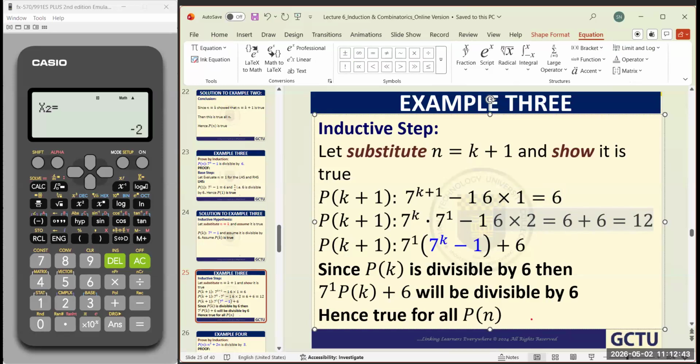Yes. So follow the argument. I found out that 7^(k+1) is equal to 7 times 7^k minus 1, this P of k, plus 6. And this P of k, we assume that it is divisible by 6.